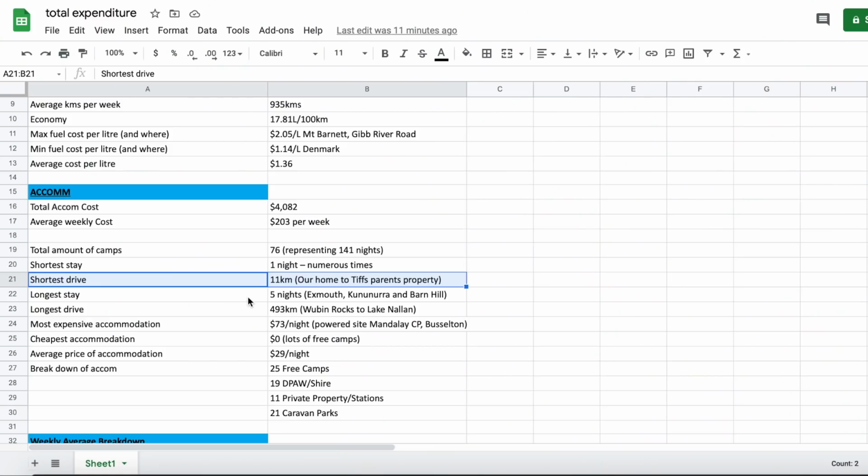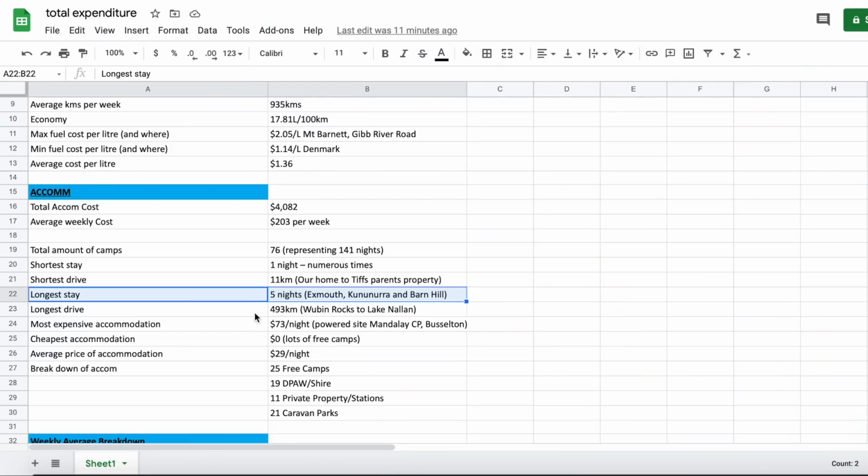Our longest stay, we had 3, and they were 5 nights long. So we stayed 5 nights in Exmouth, 5 nights in Kununurra, and 5 nights at Barn Hill, which were pretty much all our favourite places, weren't they? Or some of them.